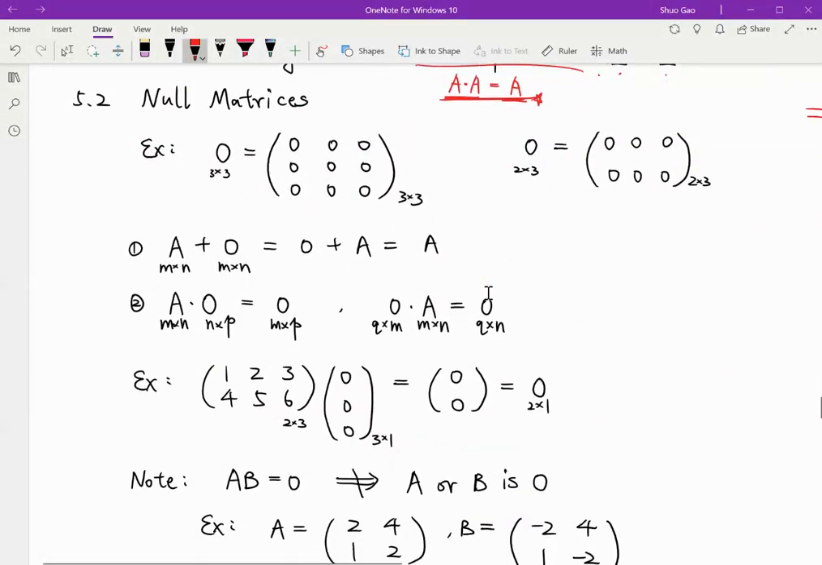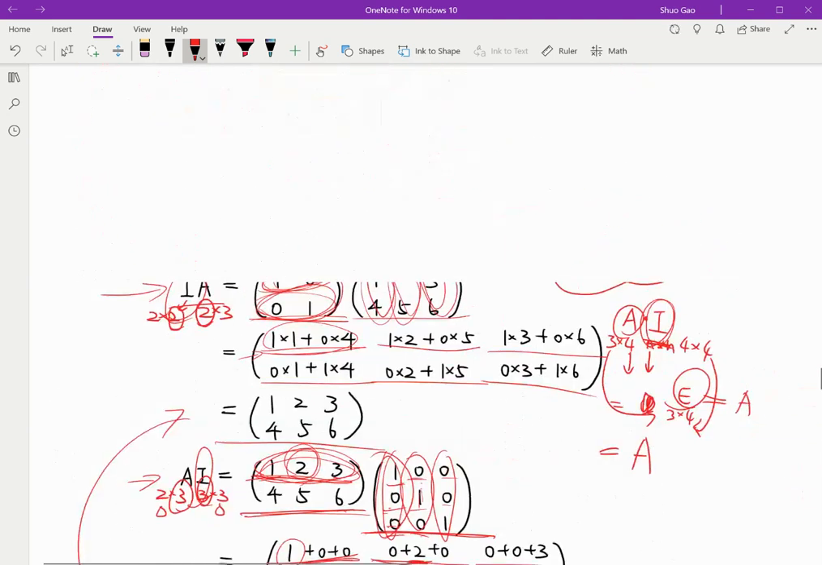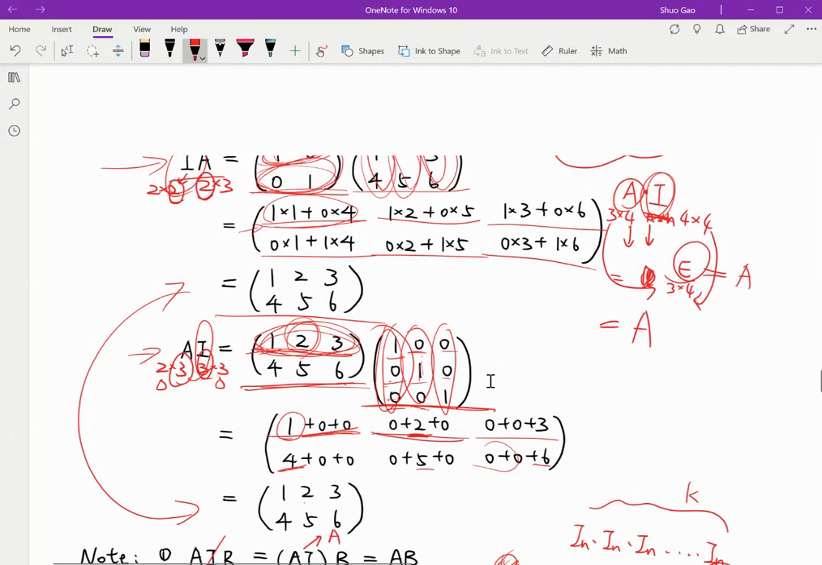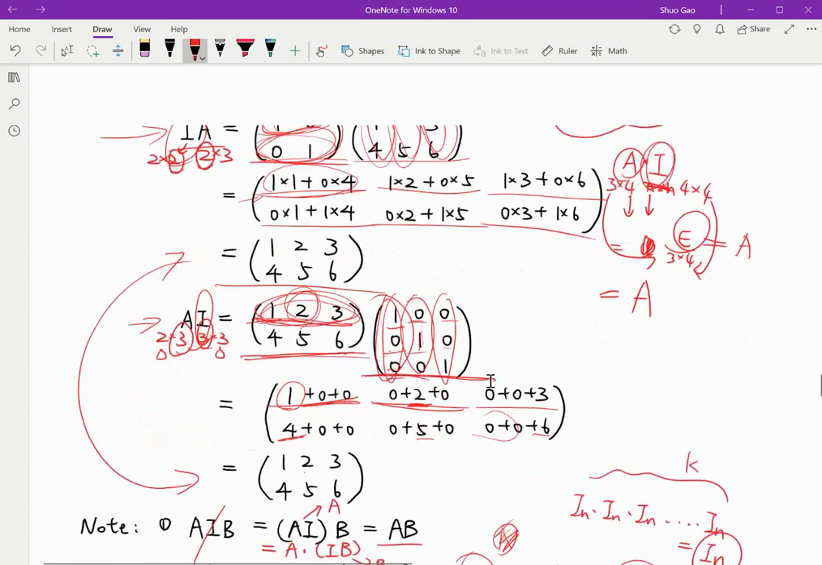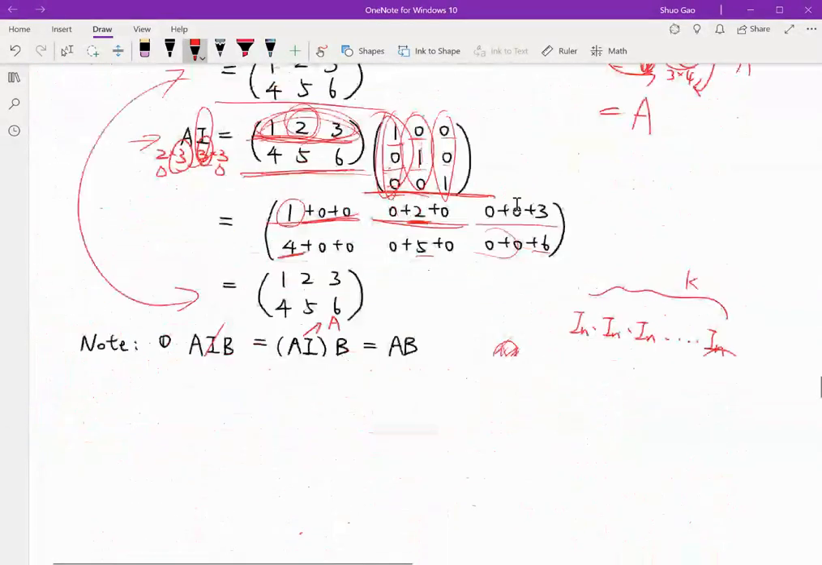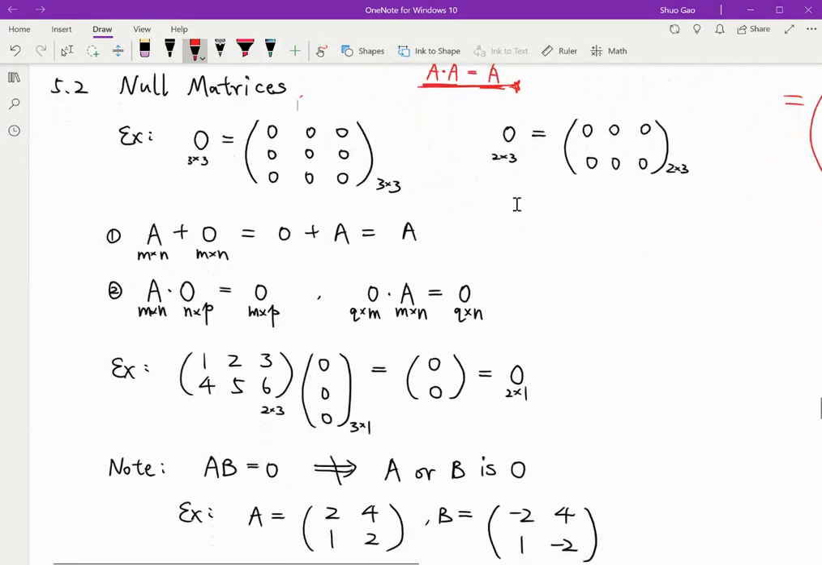And then we'll talk about the null matrices. So null matrices are very simple. It's just all the elements here are 0. And the null matrices, they don't have to be square matrix as the identity matrix does, right? So when we talk about the identity matrix, we say that they have to be a square matrix. But for the null matrices, they don't have to be square matrix. They can be of any dimension.